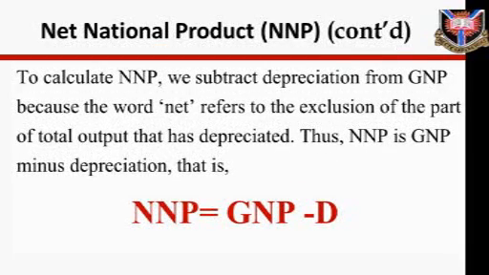To calculate NNP, we subtract depreciation from GNP because the word net refers to the exclusion of the part of total output that has depreciated. Thus, net national product is gross national product minus depreciation. That is, NNP is equal to GNP minus depreciation.